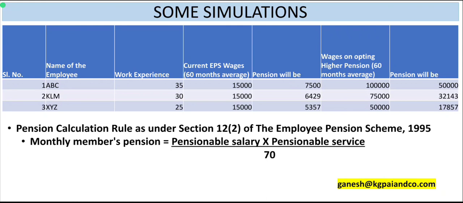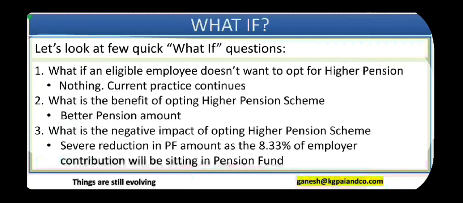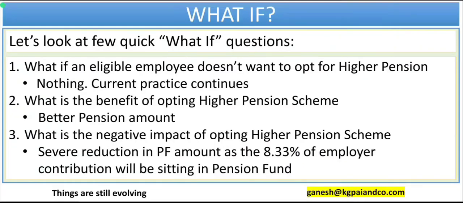Let's see what those 3 what-if questions are in my next slide. 3 quick what-if questions, and the first one is, what if an eligible employee doesn't want to opt for a higher pension? And the answer is nothing. The current practice continues for such an employee. The second question is, what is the benefit of opting for the higher pension scheme? Well, as shown in the previous slide, you will get a better pension amount by opting for it.